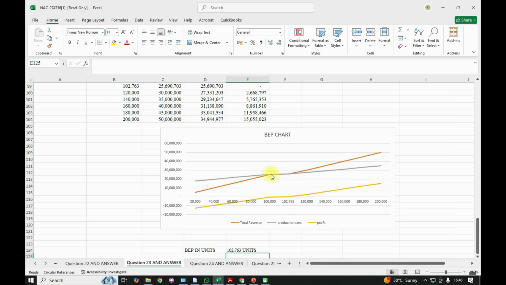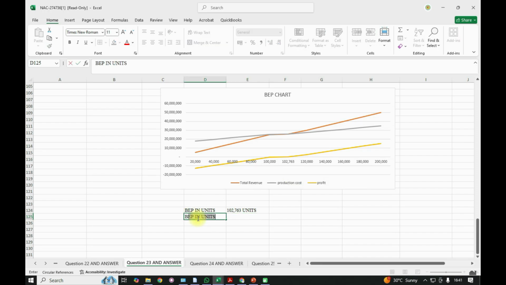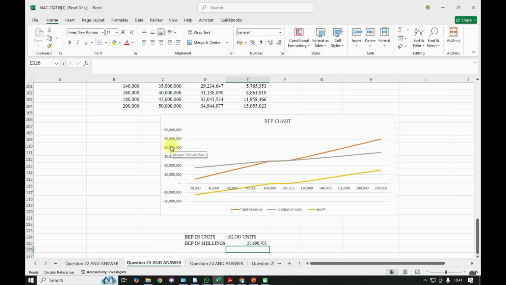All this from this point to this point. You will find that that is the point, and the value is 25,690,703. The value 25,690. That is where we shall break even. So BEP in shillings, or in value. In shillings, the value, it will be now the 26. This one, the revenue will be 26. Yeah, this one is in shillings, these are in units.